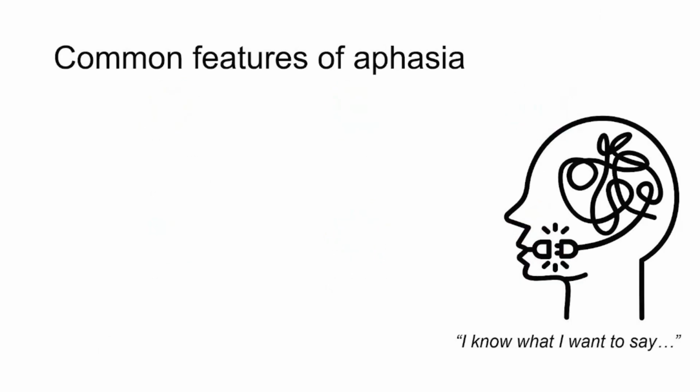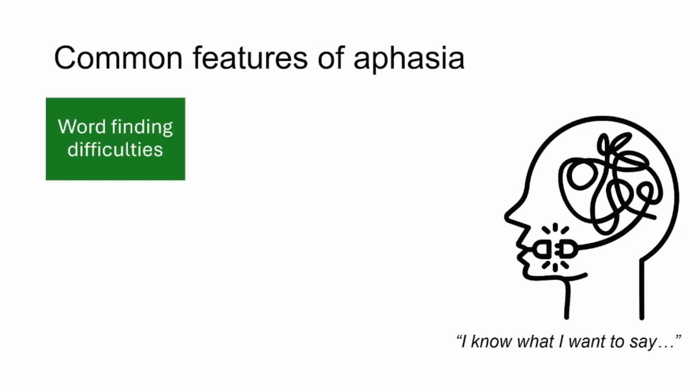So what does aphasia look and sound like? Some of the common features are that they have word-finding difficulties. This is the hallmark feature of aphasia. And many, many people that I've worked with who have aphasia say this sentence: I know what I want to say, I just can't say it. It's that having it just on the tip of your tongue, but you can't get the word out.